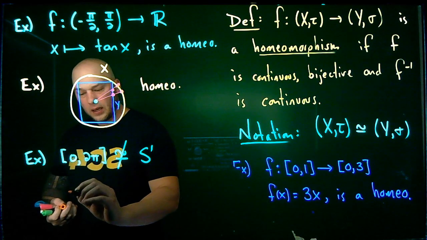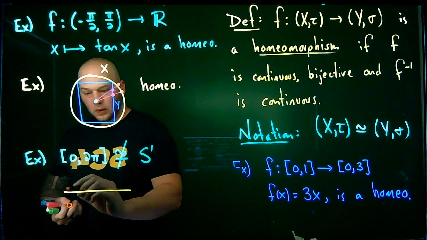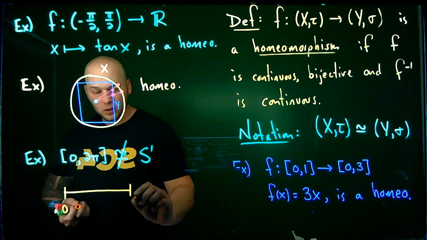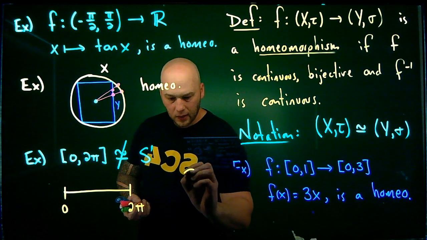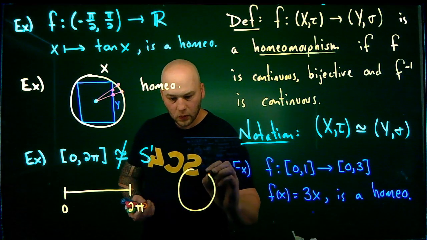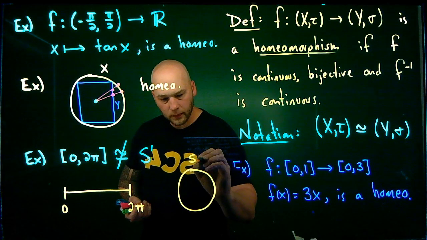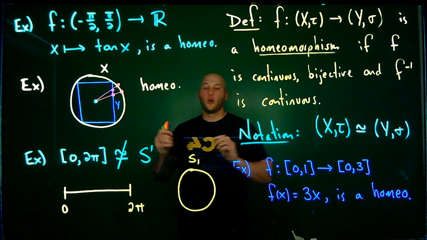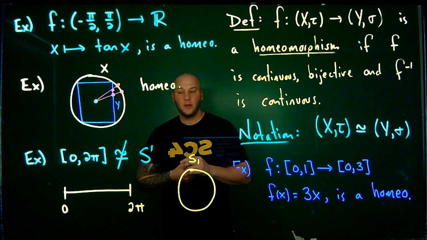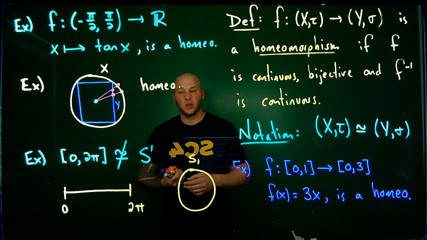Well, if I take the interval, let's say this is again 0 to 2 pi, and over here I take the circle, so this is S1, and let's say they were homeomorphic. All right, so let's say I did have a homeomorphism between those.